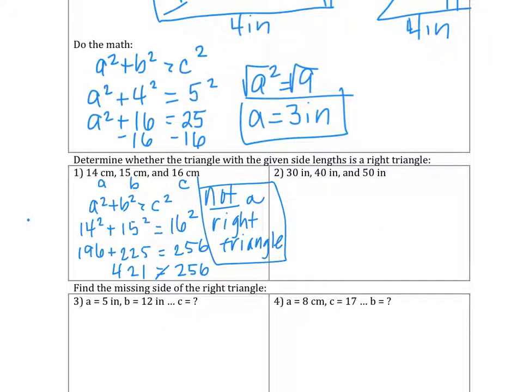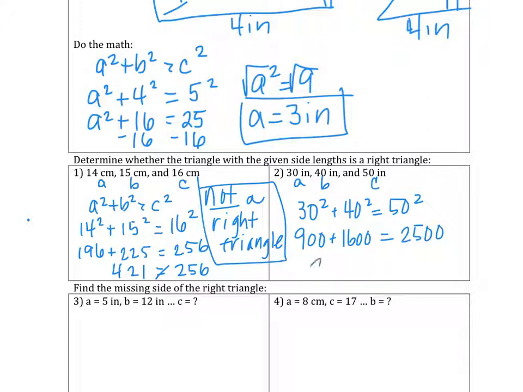So let's take a look at number 2. So our longest side is going to be our C. So we'll make these our A and our B. So it's going to be A squared plus B squared equals C squared. So it's 30 squared plus 40 squared equals 50 squared. That's going to be 900 plus 1600 equals 2500. We add those together and we get 2500 equals 2500. So yes, this one is a right triangle.